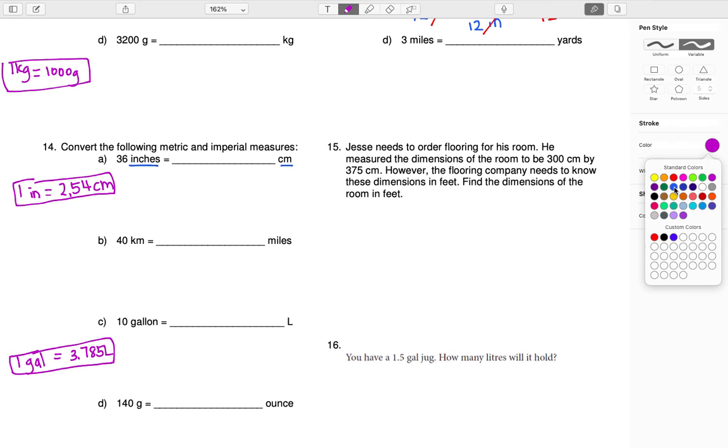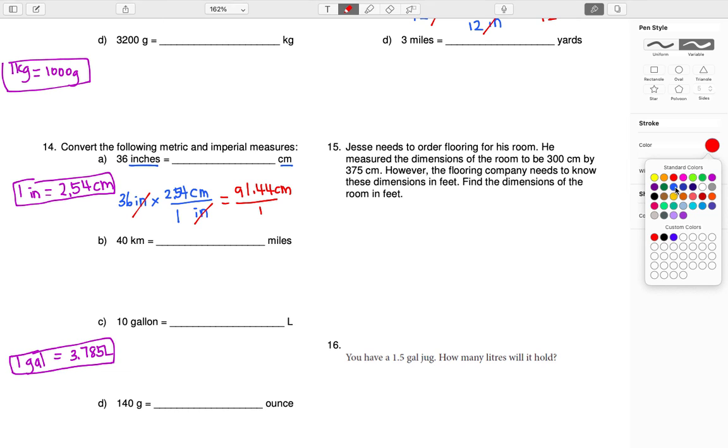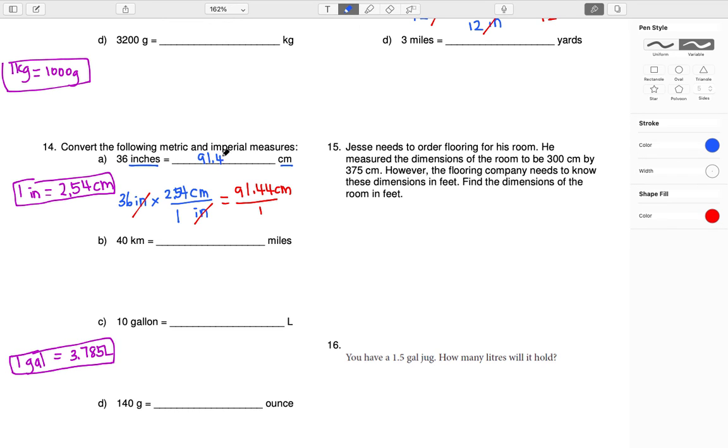So now that we have this information, let's write down what we're given. 36 inch times inch has to be at the bottom and centimeter is at the top. 1 inch is 2.54. And you will notice that inch and inch cancels out. So you do 36 times 2.54, which is 91.44 centimeter over 1. So therefore, my final answer is 91.44 centimeter.